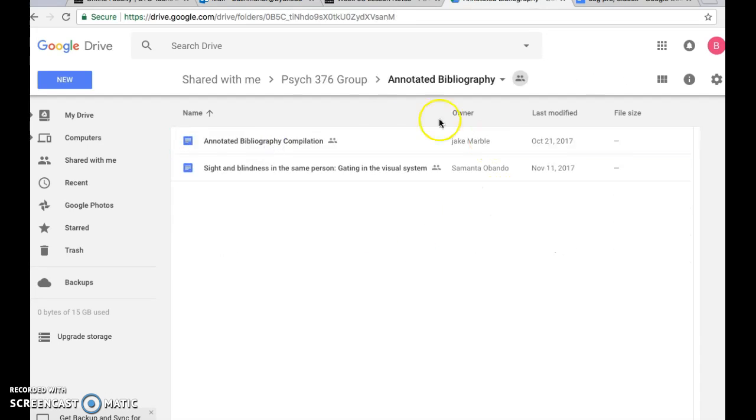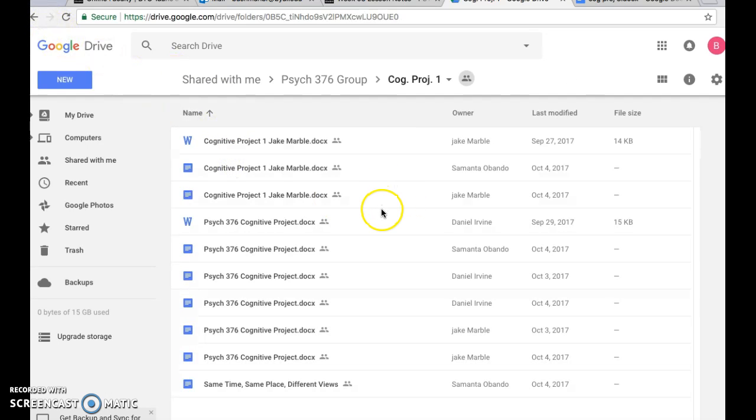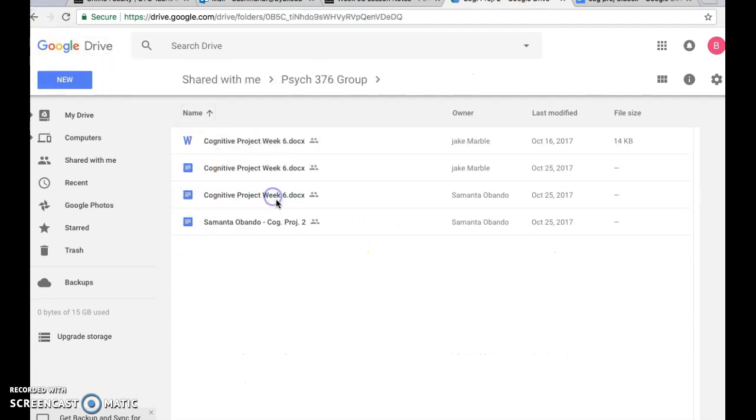So I love that the students put an annotated bibliography folder and a cognitive project folder. So you can see cognitive project 1, they uploaded really well.